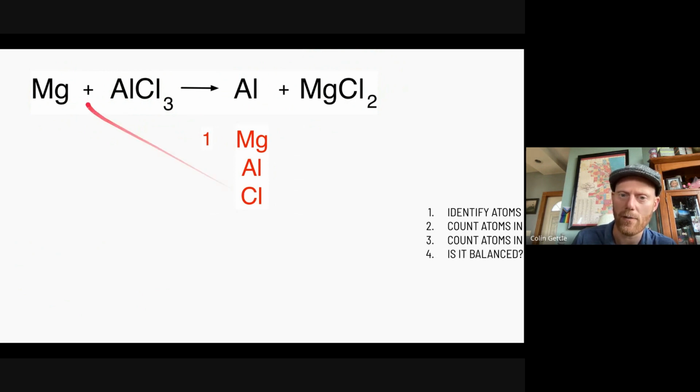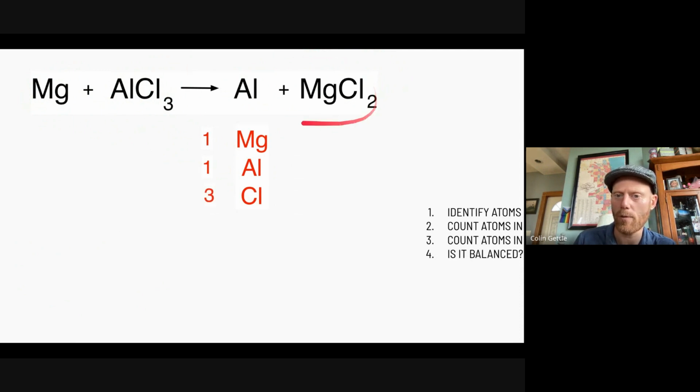All right, so if we count the atoms in the reactants, we have 1 Mg. There are no numbers in front and none in the back. If we look over to our Als, we have 1 Al, no numbers in the front, no numbers in the back. If we look over to our Cl, we do see a number in the back. It is a 3, which means there are 3 Cl.